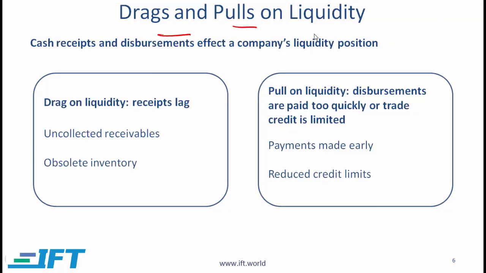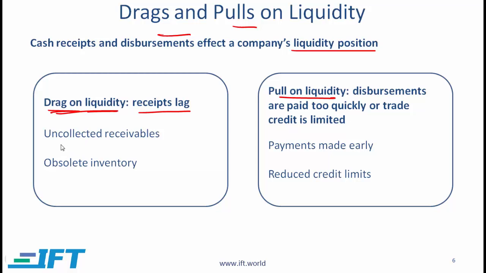Drags and pulls on liquidity. Cash receipts and disbursements affect a company's liquidity position. We need to, at a high level, understand these two terms, drag on liquidity and pull on liquidity. We say that a company has a drag on liquidity when the receipts lag the disbursements.